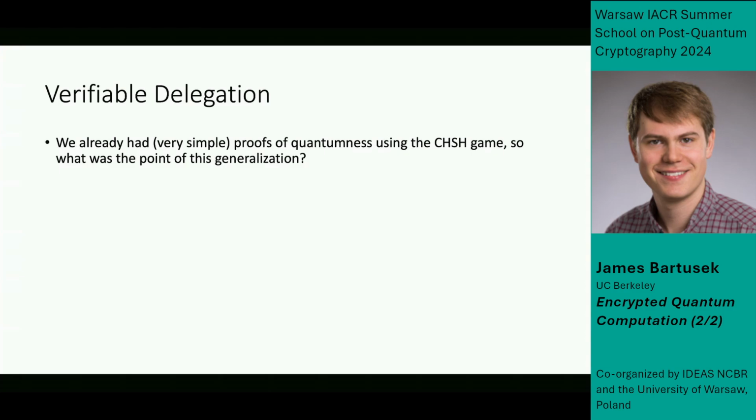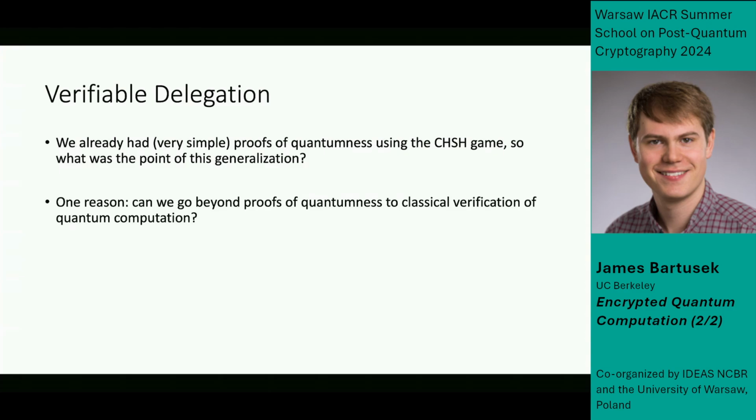So maybe essentially what you're asking is this first bullet: just using a really simple CHSH game, we already had simple proofs of quantumness. So what was the point of this generalization? There's a few points. Just generalizing the idea is interesting, but the main reason I wanted to discuss it is that this gives us some ability to potentially go beyond proofs of quantumness and try to address this question of verification of computation.